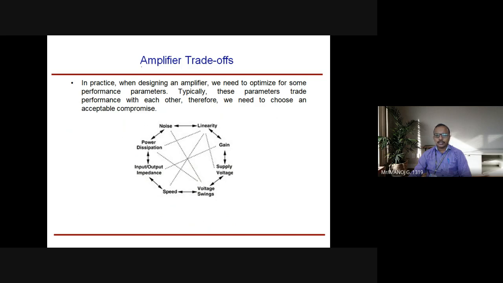Now we'll go to the next topic, amplifier trade-off. We have seen two topics as of now. One is why amplifiers. The second topic is amplifier characteristics. Now we will go to the next topic, amplifier trade-off. Trade-off is a phenomenon. When does a trade-off come? When you are going to buy, say, a mobile. What is the major trade-off you will have?